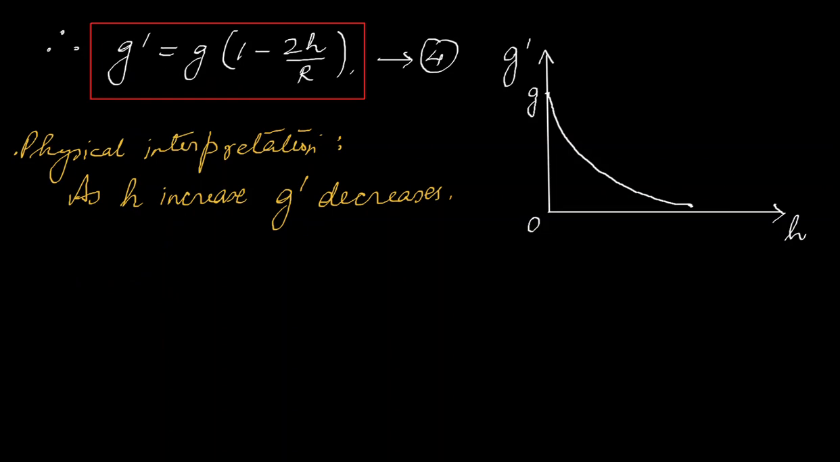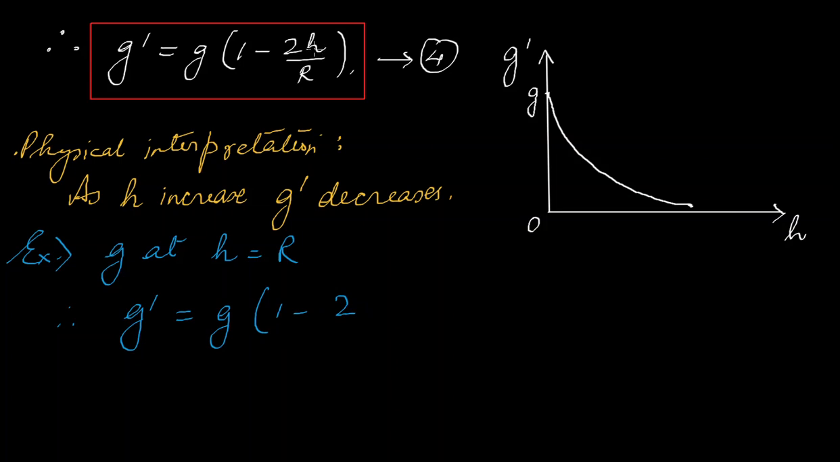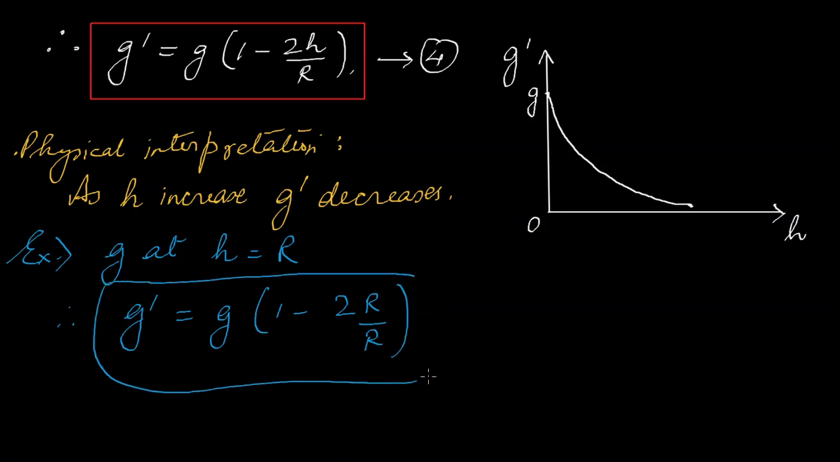Just as an example, what will be the value of g at a height equal to the radius of the earth? If h is equal to r, then g dash will be g into 1 minus 2, and instead of h you write r, so this will be r. 1 minus 2. Yeah, we cannot use this expression. That is one thing that I want to tell.